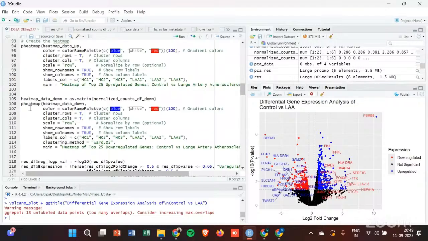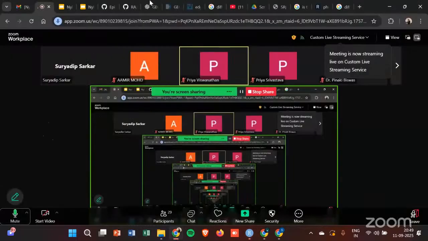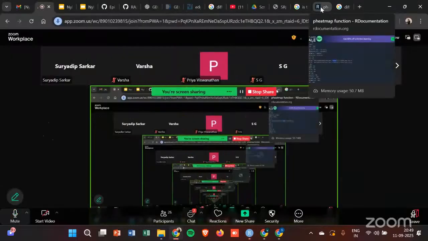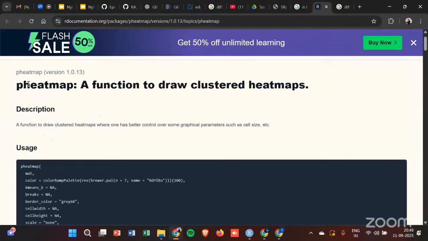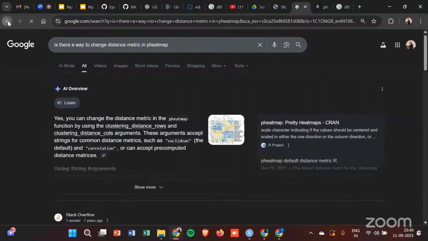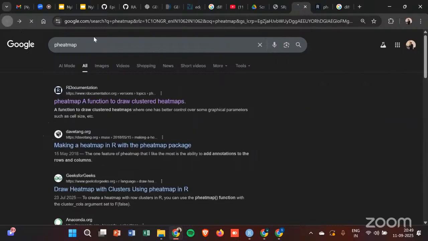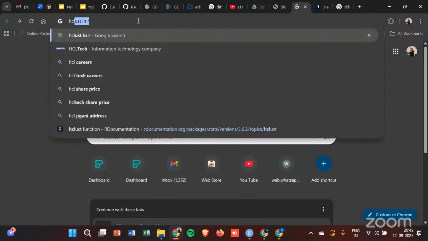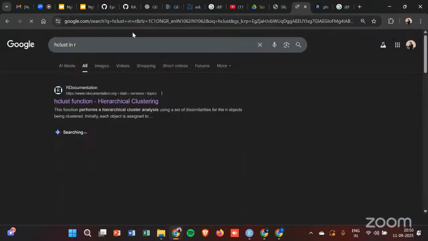So you can go into the hclust documentation. I can actually show you. I have it open, I think. This is pheatmap. There is also hclust. You can go into the hclust documentation and check that out.